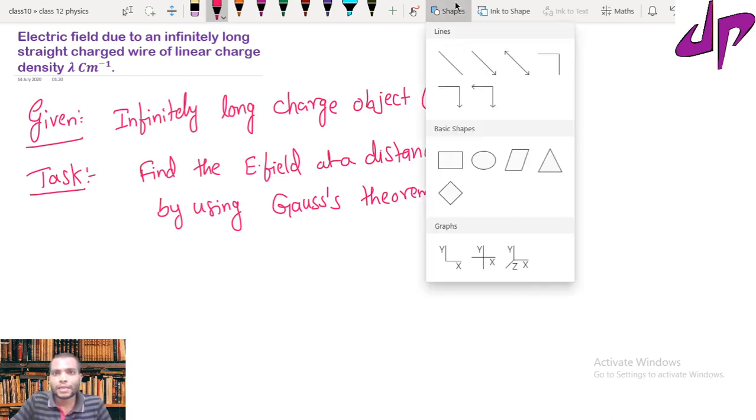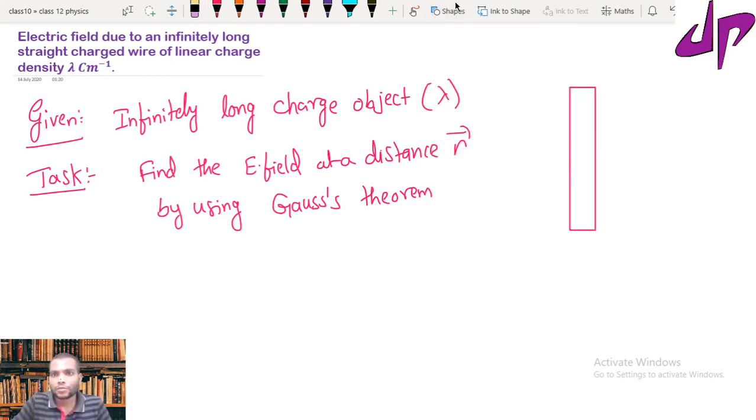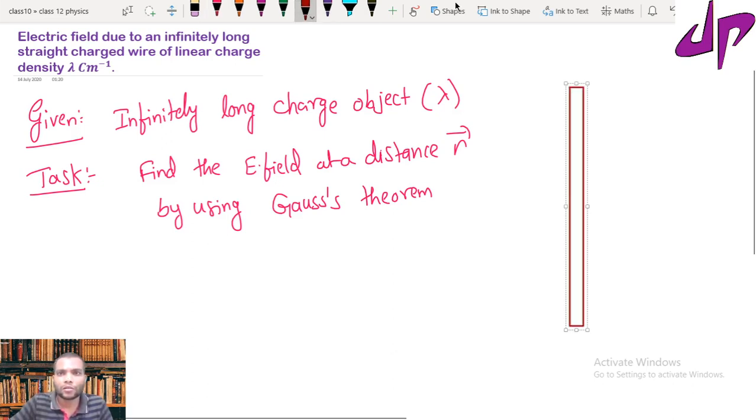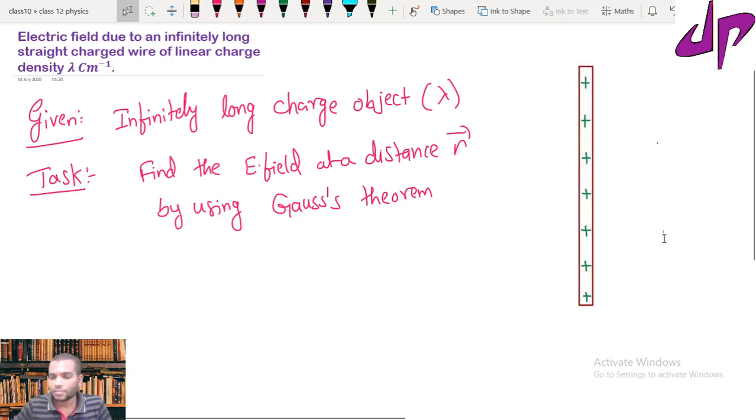So let me make a figure for that. Suppose this is an infinitely thin object, a charged object. I would like to put charges on this object. So this is my infinitely long charged object with a charge density. Now I would like to find the electric field at a given point r. So here I need to assume my Gaussian surface.